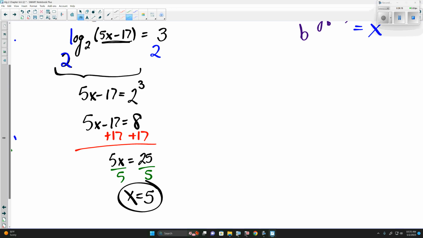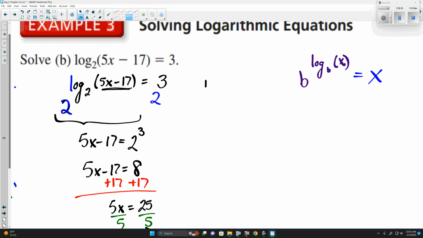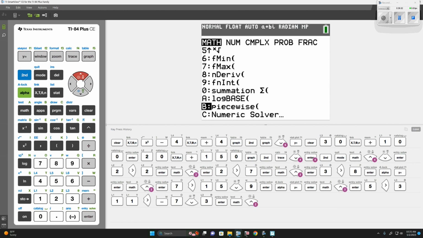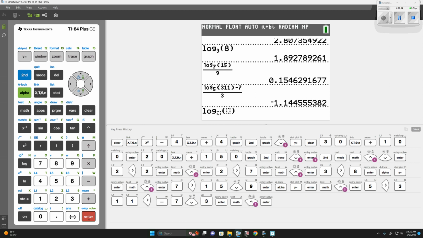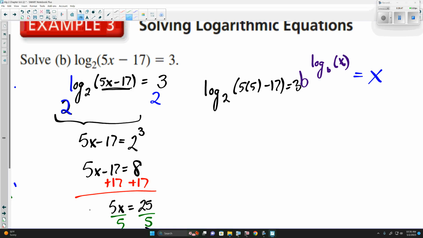Now we could plug it back in and check to make sure, because we could say log base 2 of 5 times 5 minus 17 is equal to 3. Well, we could plug that into the graphing calculator. Say math, log base 2 of 5 times 5 minus 17, and we would get 3. So that is the correct answer. Any questions on this here before we look at the next one?